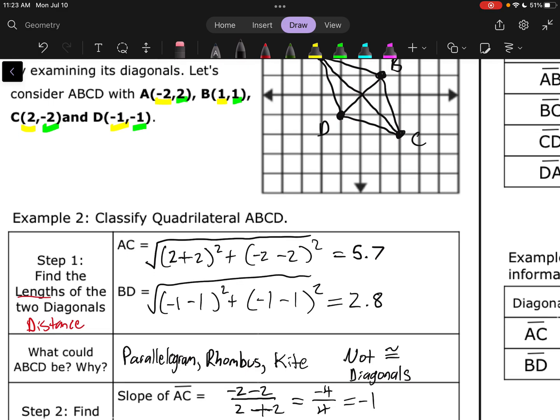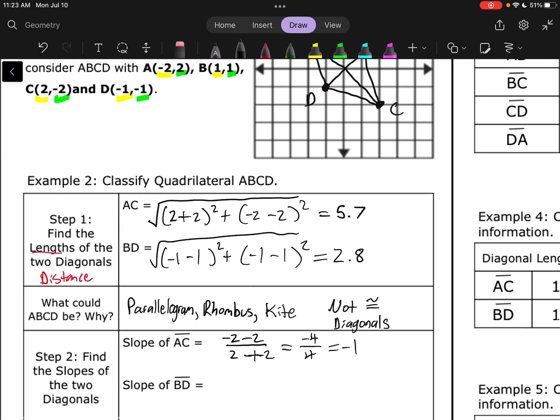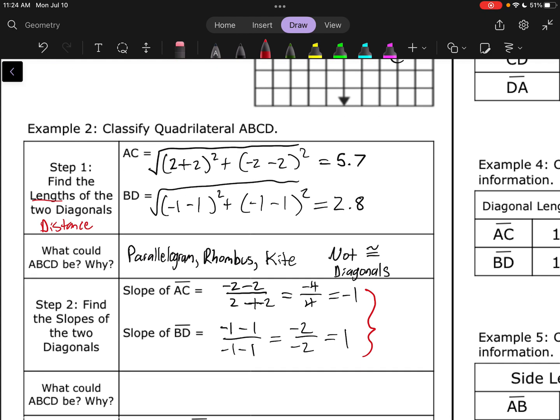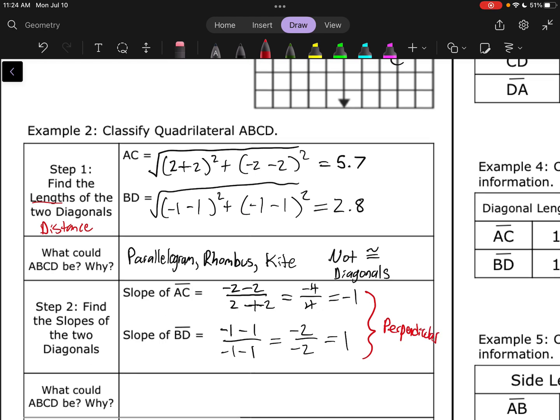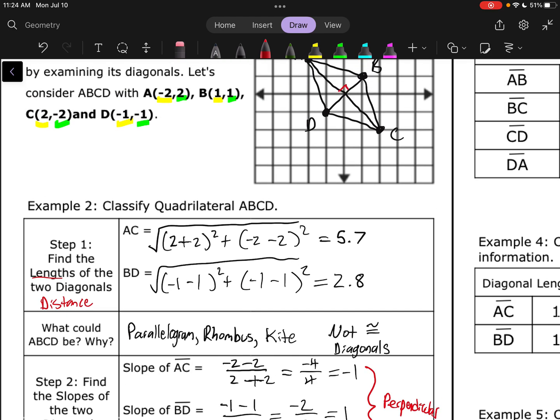And that looks good to me. It's going down for sure. Now slope of BD. So BD, y2 minus y1 would be -1 minus 1. x2 minus x1 would be -1 minus 1 as well. So -1 minus 1 is -2. -1 minus 1 is -2. -2 over -2 is +1. So we did get some opposite reciprocals there, which means they're perpendicular, which means we've got a right angle in there between those two.